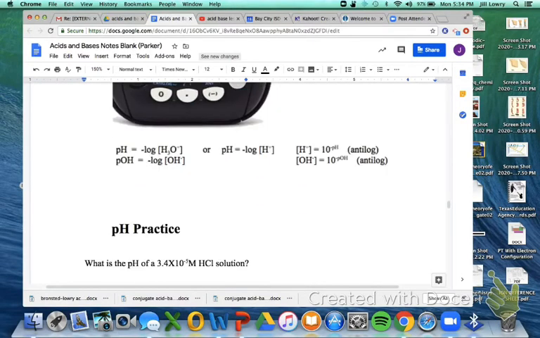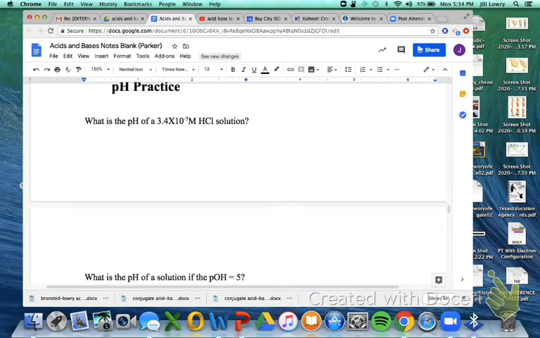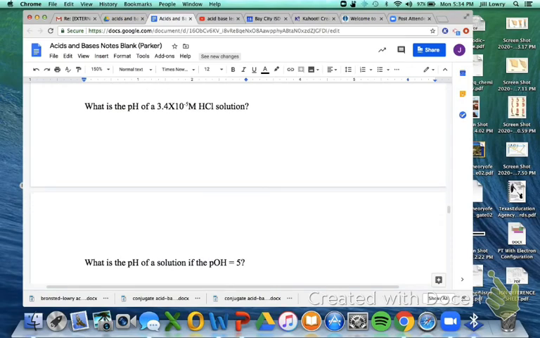All right. So let's try a little bit of practice here. It says, what is the pH of 3.4 times 10 to the negative 5th molar hydrochloric acid? And let me see where I can get my answers here.